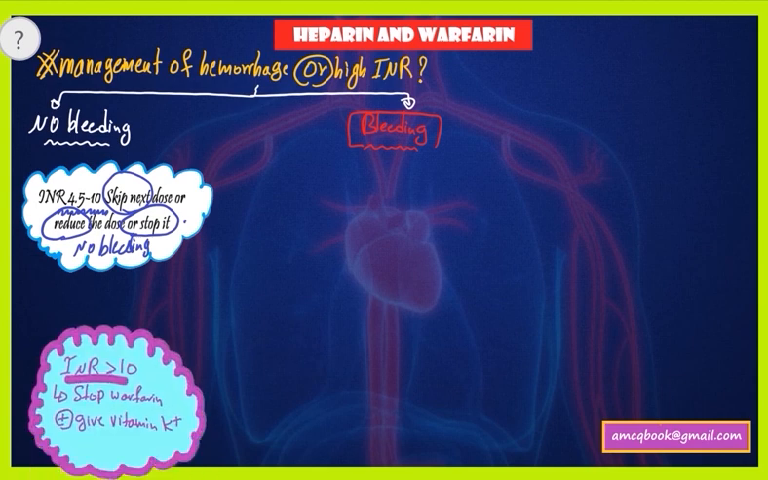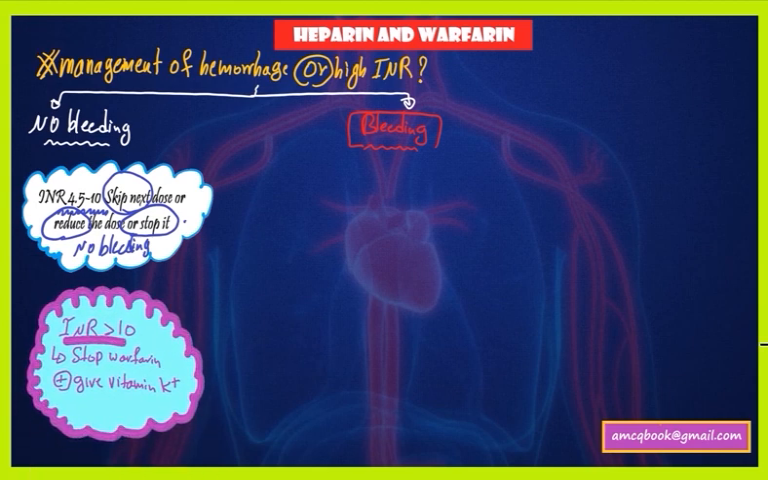But in case of INR more than 10, the next step is giving the patient vitamin K immediately, along with stopping warfarin. So please differentiate between these two. If the INR is 4.5 to 10, then skip or reduce or stop it. But in case of INR more than 10, then stop warfarin and give the patient vitamin K immediately.